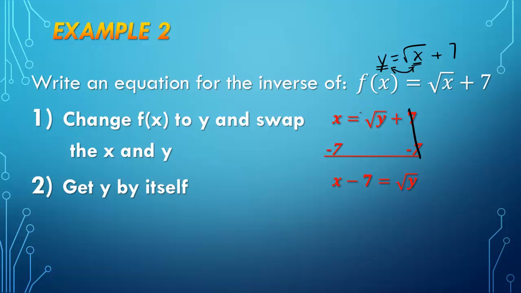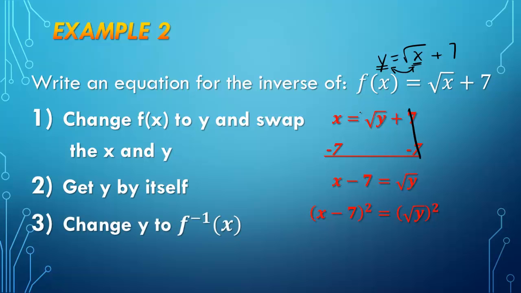So we're almost there. We've almost got y by itself. We can't leave it as a square root of y. How do you get rid of a square root? Hopefully you remember that the way to get rid of a square root is to square both sides. So we're going to take the square root of y squared, and then we're going to do x minus 7 squared. Now, don't worry. You can leave it just like that. So change y to the inverse of f of x, and you'll get it like this.